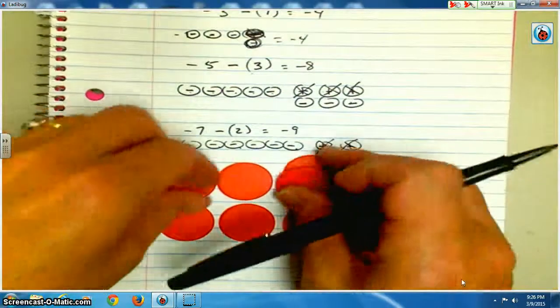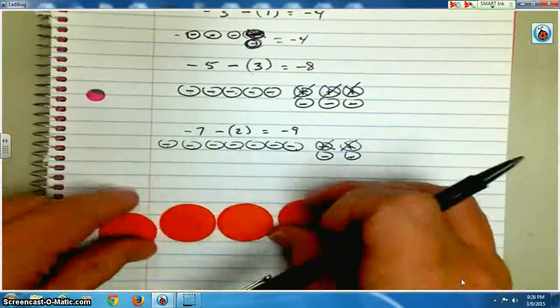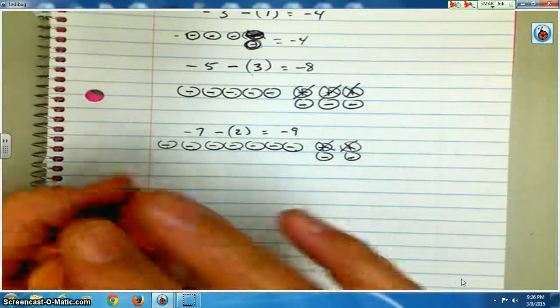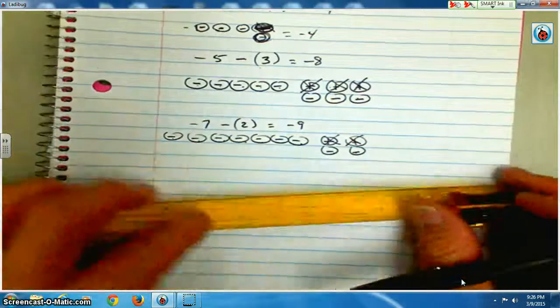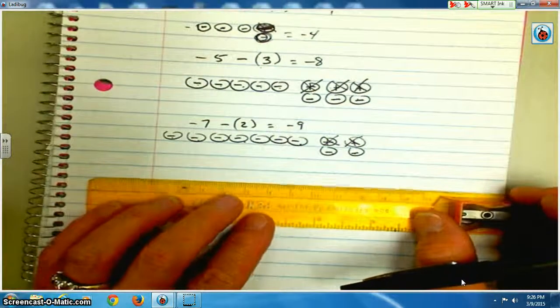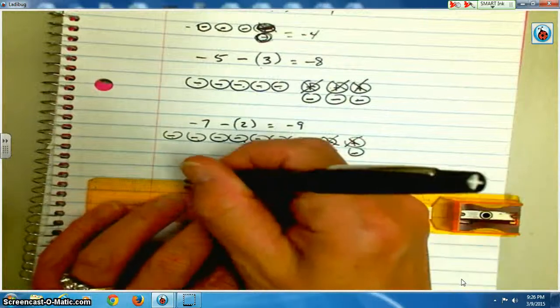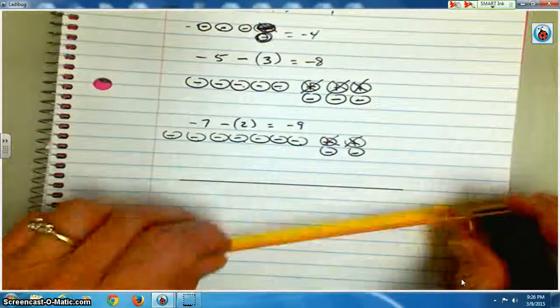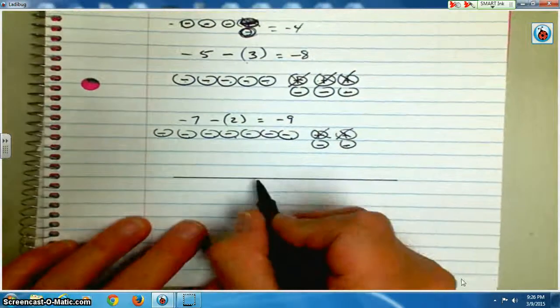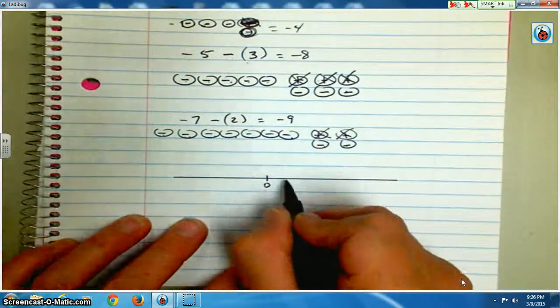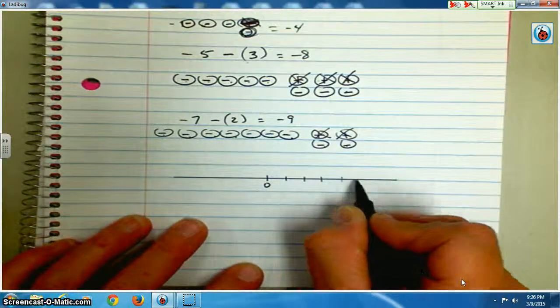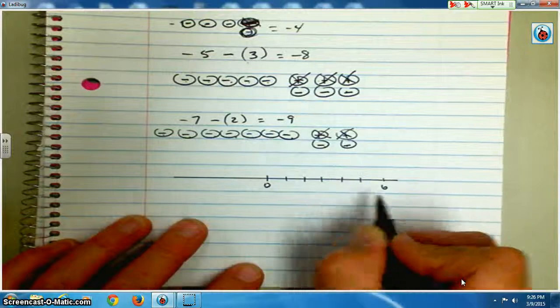Let's see how this problem works out if we did this on a number line, and give you another way to think about it. So if we're going to draw a number line here, just use your straight edge. You might want to stop and grab your straight edge. And to make this number line big enough, we're going to start with 0, and then 1, 2, 3, 4, 5, 6. We'll do up to 6 there.